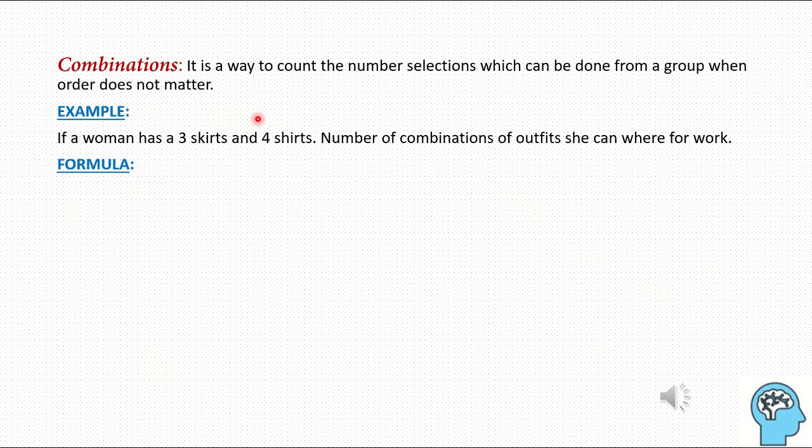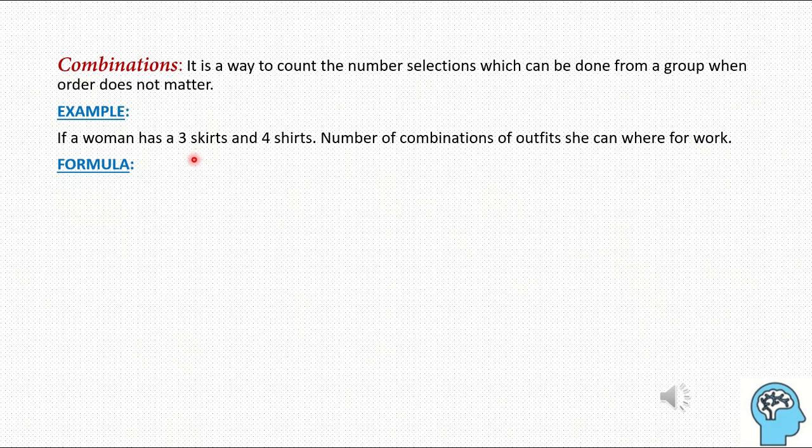Besides permutations, in which order matters, combinations is another counting principle. Let's look at a simple example.